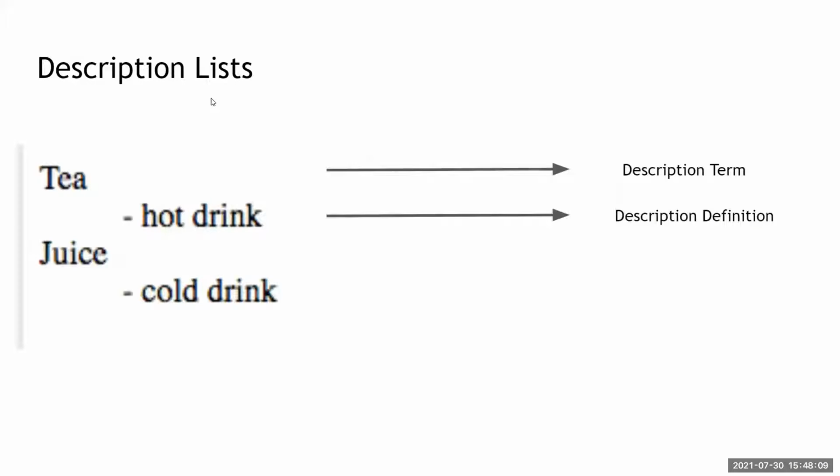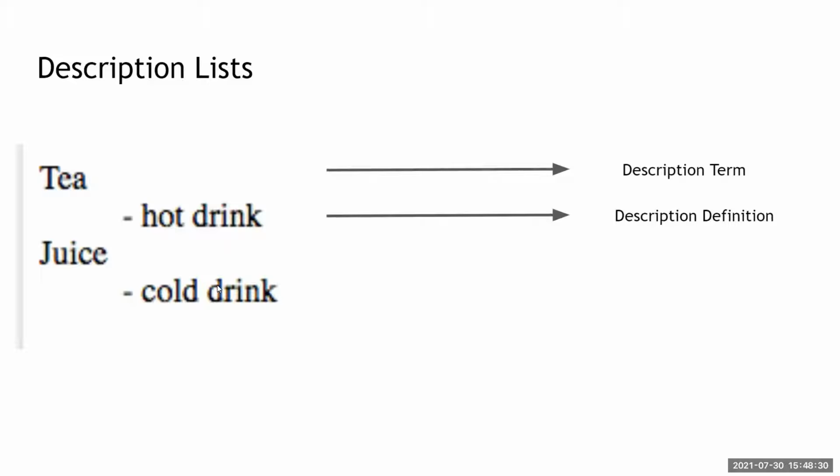Now if we go to the next slide, you'll see what a term is and what a definition is. You can see here, tea is a hot drink. So our term is tea, and then our definition is a hot drink. And you can see also for juice, our term is juice and then the definition is cold drink.